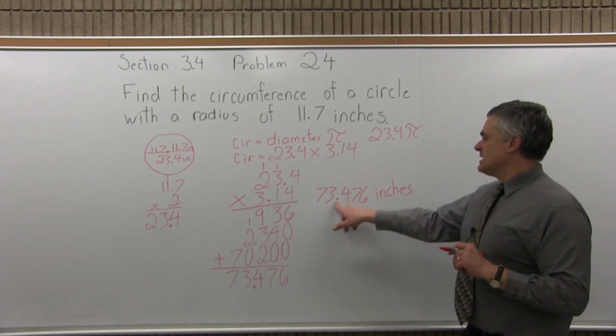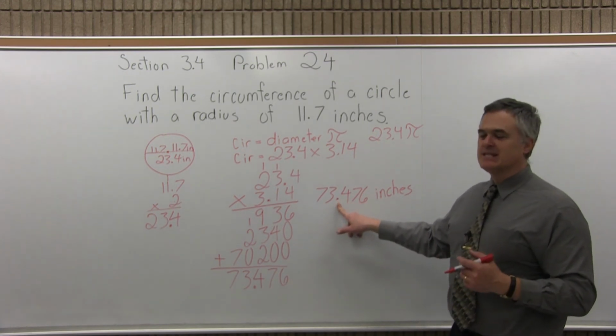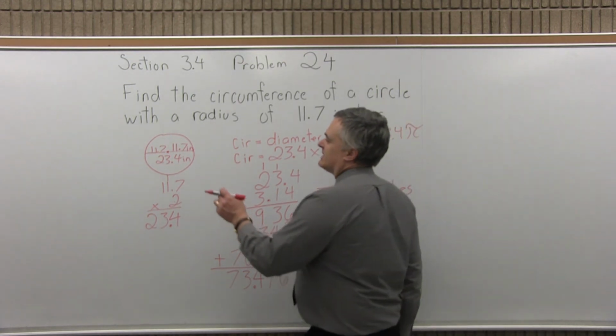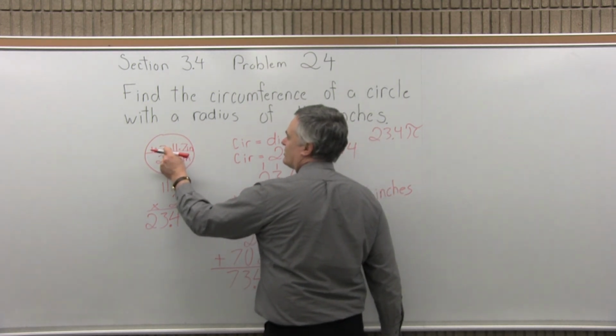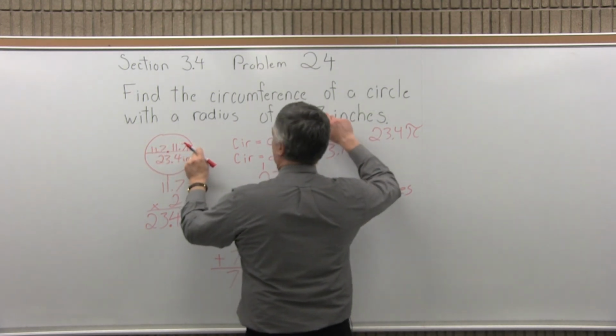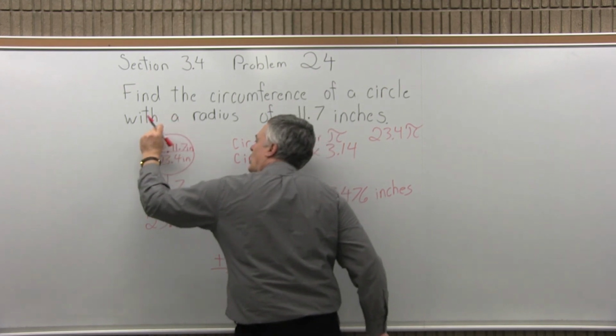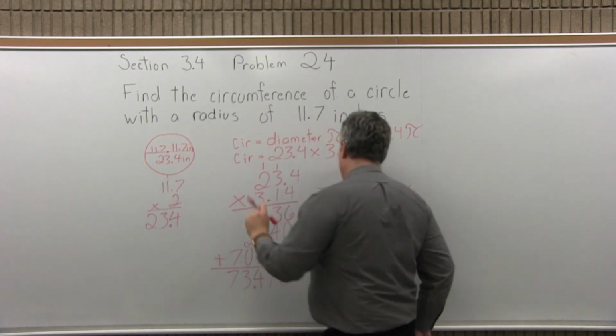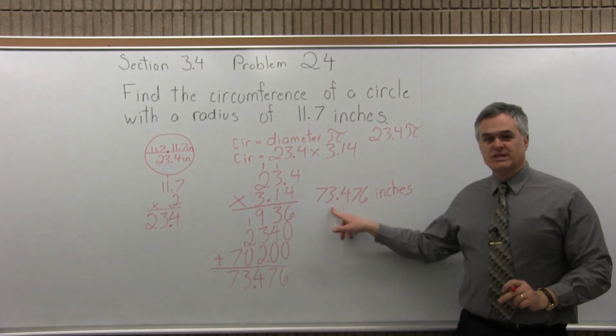Now, what does that answer mean, 73.476 inches? What that means is if the distance from the center of the circle to the edge of the circle is 11.7 inches, then the distance all the way along the edge of the circle is 73.476 inches.